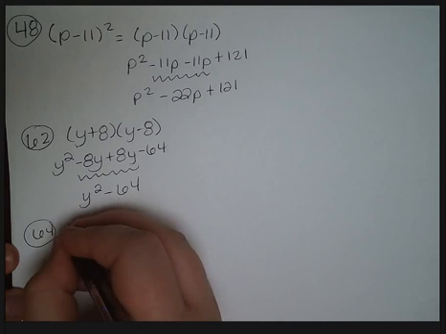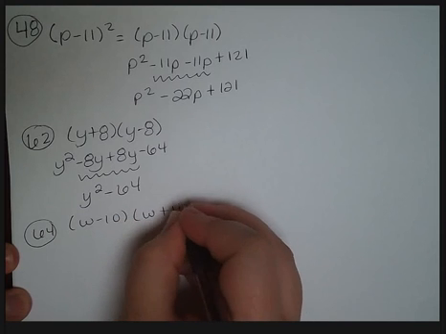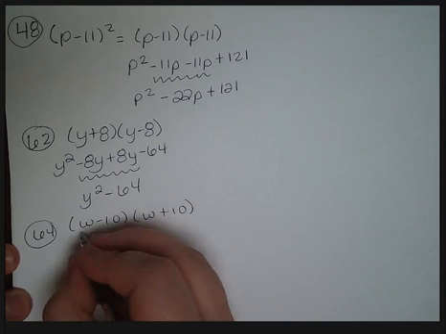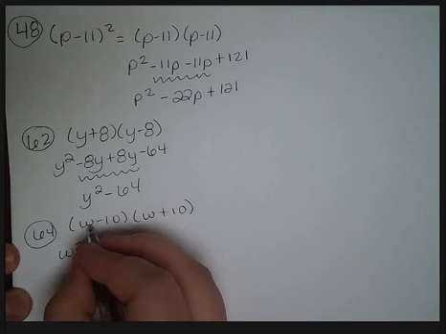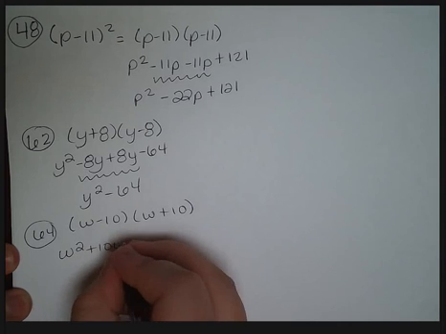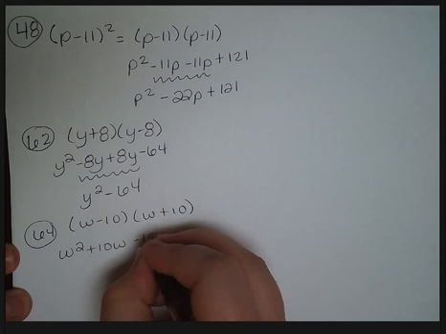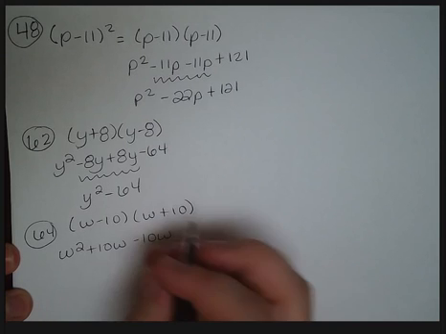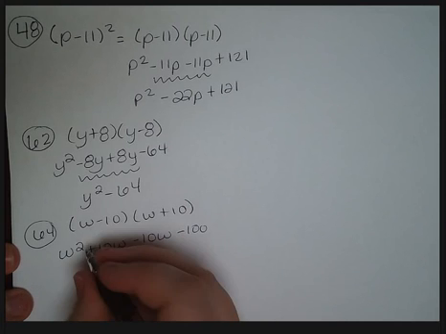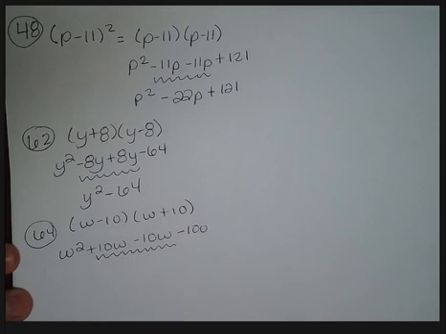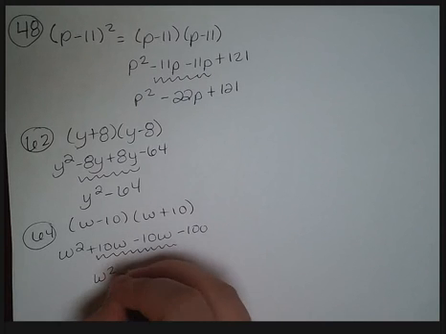Number 64, w minus 10 times w plus 10. W times w is w squared. W times 10 is 10w. Negative 10 times w is negative 10w. Negative 10 times 10 is negative 100. Combine your like terms. You notice again that they're going to cancel, leaving you with w squared minus 100.